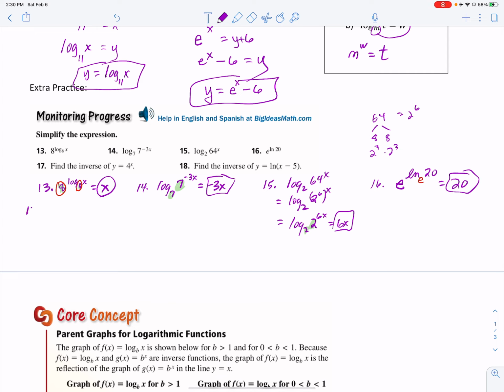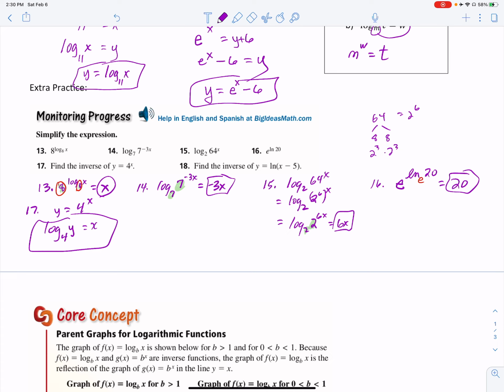17, find the inverse of 4 to the x. Well, that's a logarithmic function. And remember that the output of the logarithm is the exponent, and what 4 to the x equals is the argument. So there is your inverse function.